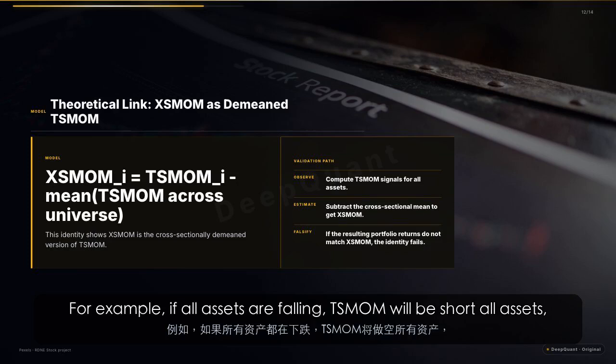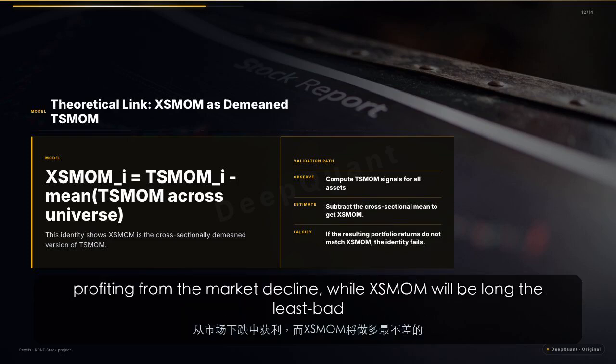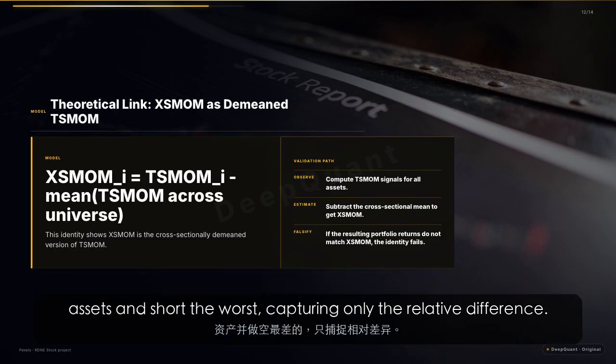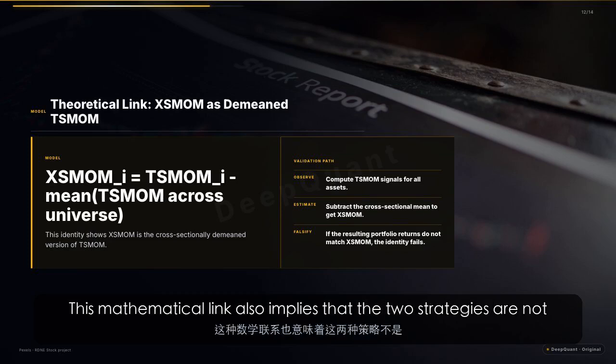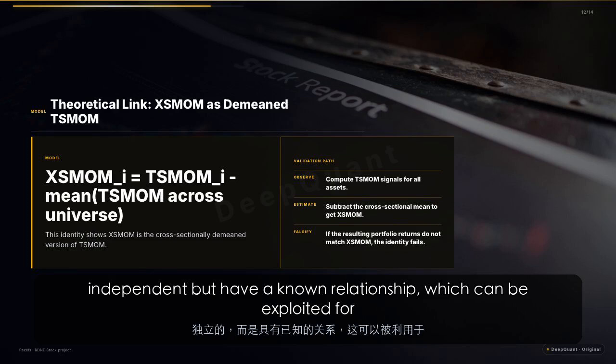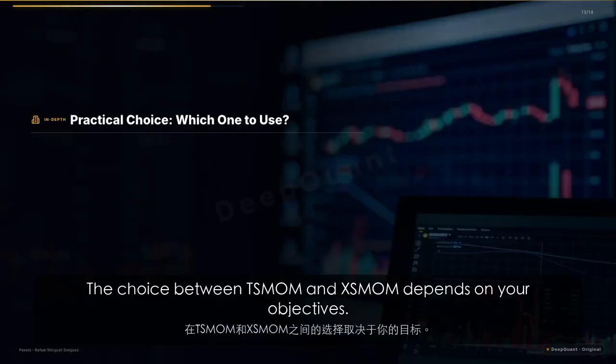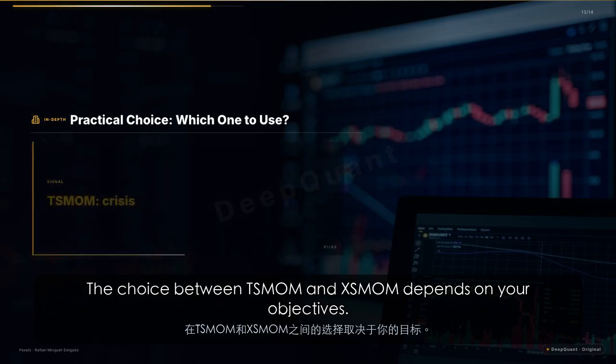extreme direction. For example, if all assets are falling, TSMOM will be short all assets, profiting from the market decline, while XSMOM will be long the least bad assets and short the worst, capturing only the relative difference. This mathematical link also implies that the two strategies are not independent but have a known relationship, which can be exploited for portfolio construction. The choice between TSMOM and XSMOM depends on your objectives.